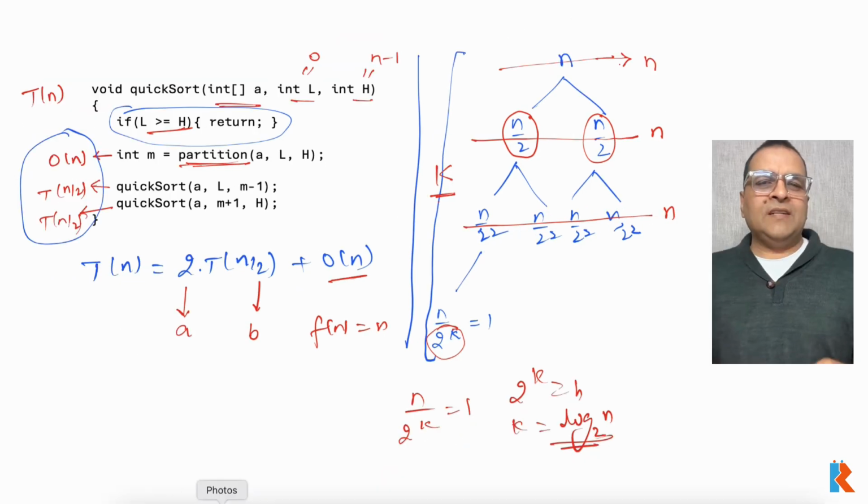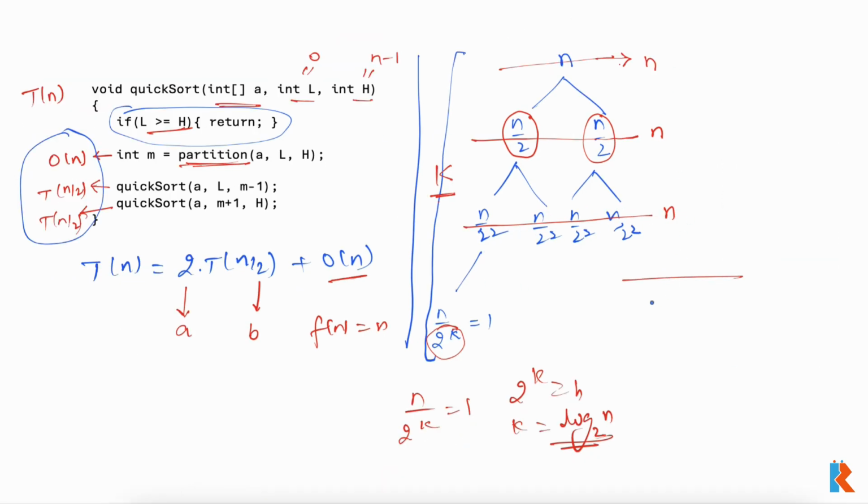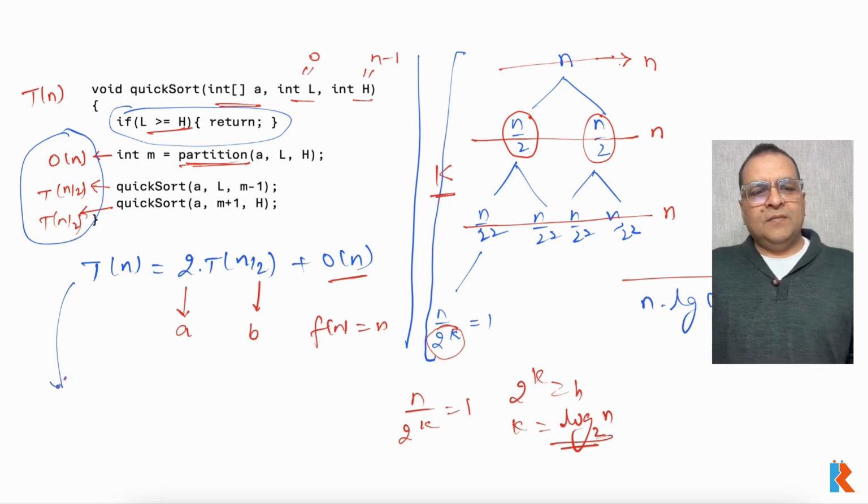The total number of levels are log n. At every level we are taking n time. Therefore, the total time taken is n log n. And that is the solution of this recursion. We can say that T(n) is big O or theta of n log n.